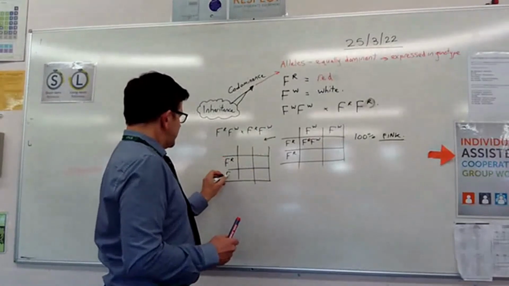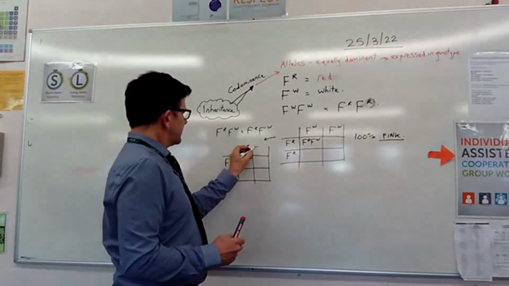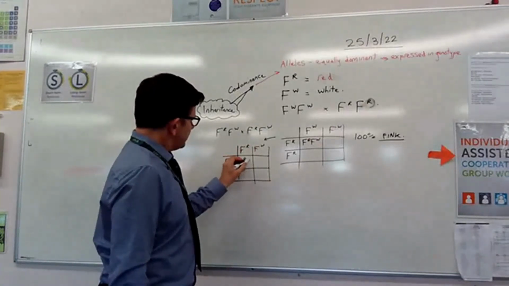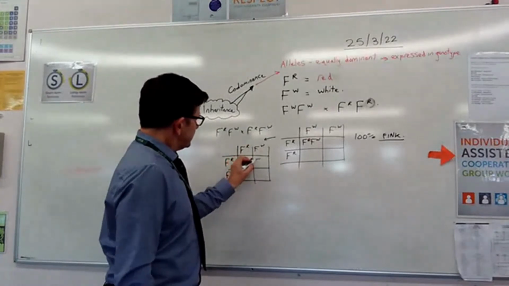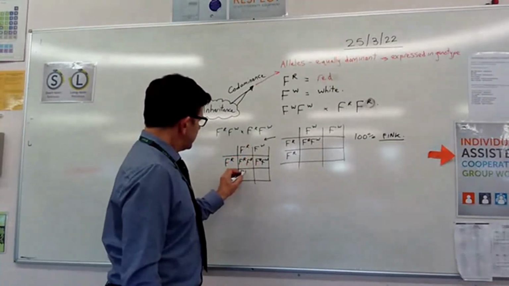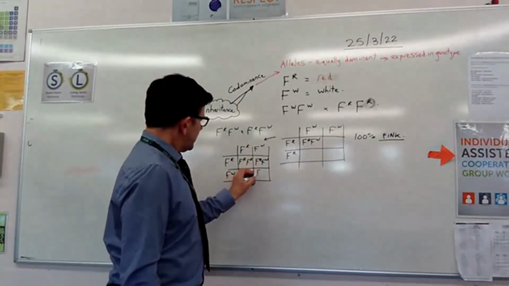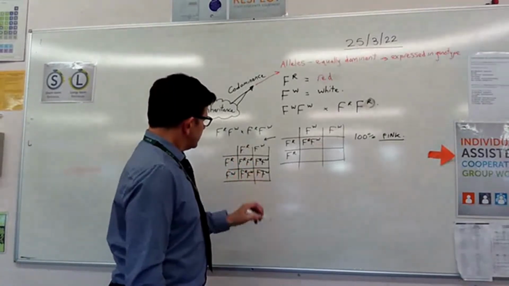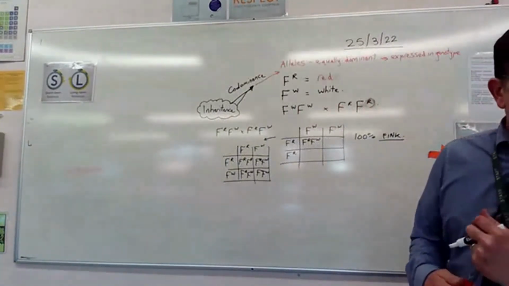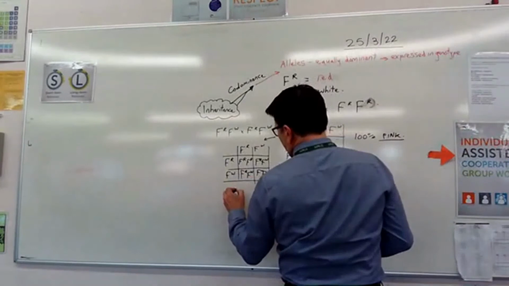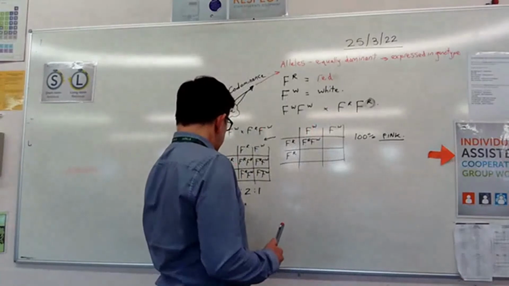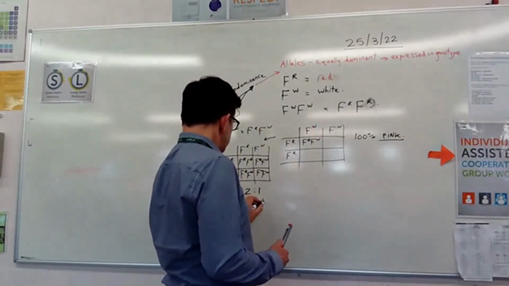Give it a chance. Okay, so we would write it out. That would be red. That would be pink. That would be pink. And that would be white. So we can say it's basically 25% red, a 1:2:1 ratio. So that's red, that's pink, that's white.